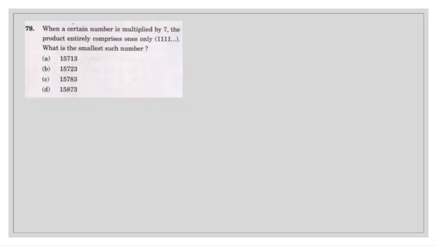So the next question says when a certain number is multiplied by 7, so there is a number, suppose this number is x, and when we multiply this number by 7, the product entirely comprises of ones only. That is, either the product will be 111 or the product will be 1111. So it will be in this form. That is what they mean. What is the smallest such number? So they are talking about the smallest number.